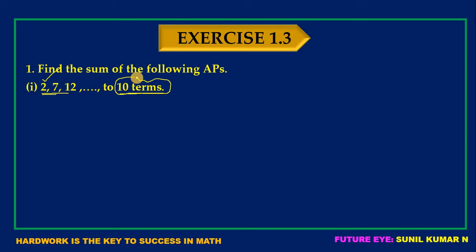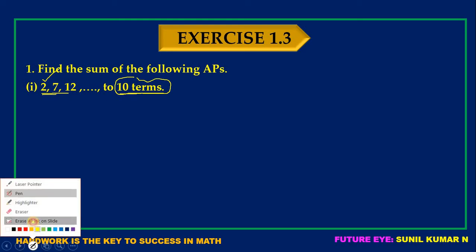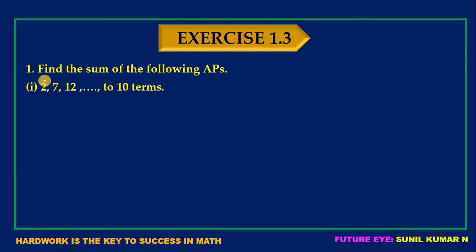Therefore, n value here is 10, children. So before using the formula, let us group the things. See, in this AP, the first term is what? 2. Hence a is equal to 2. And let us find d, children.